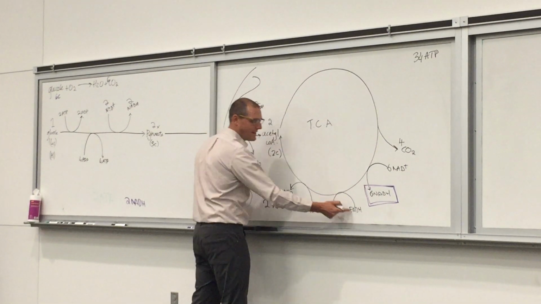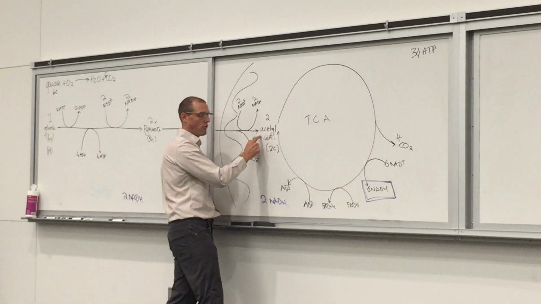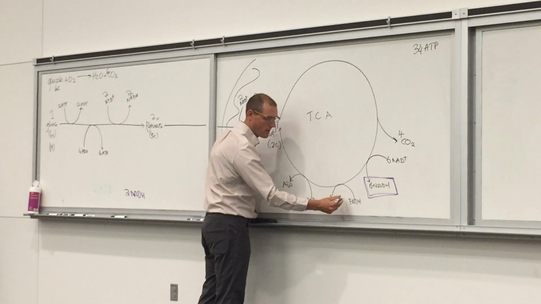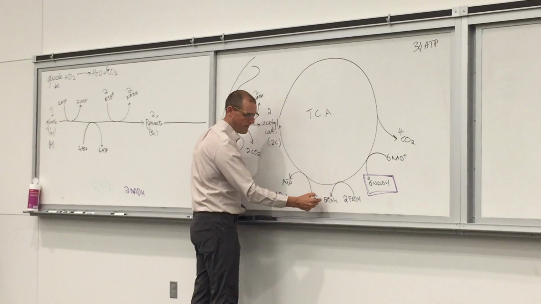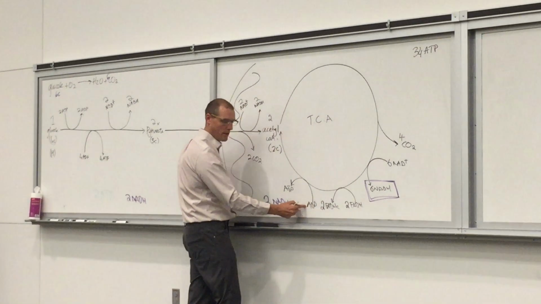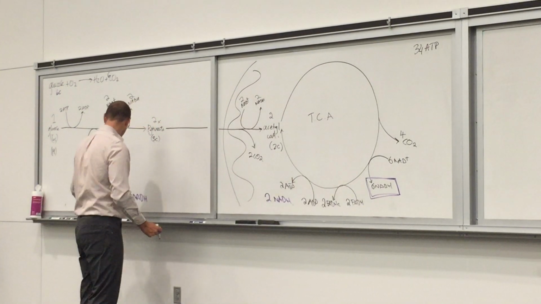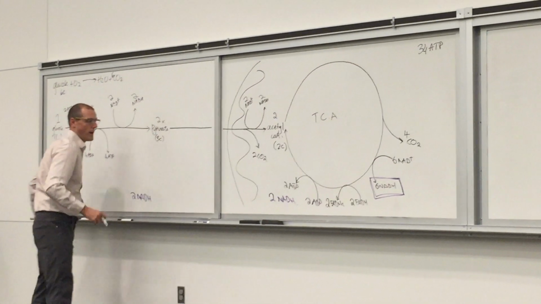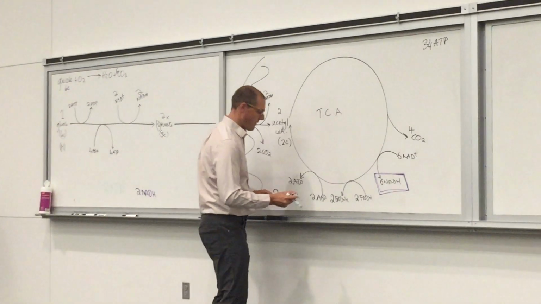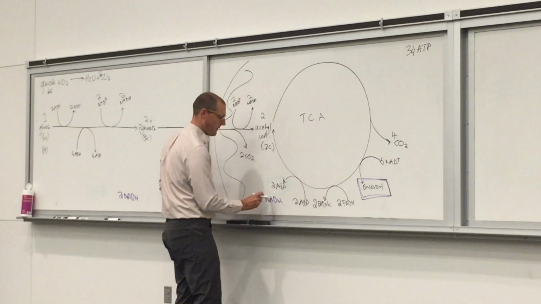If I put 1 FAD in per acetyl-CoA and I've got 2, how many FAD do I have to put in? 2. How many FADH2 do I get out? How many ADP go in? And 2 ATP come out. So, by the time we've done this set of reactions, we've got another 2 ATP here.